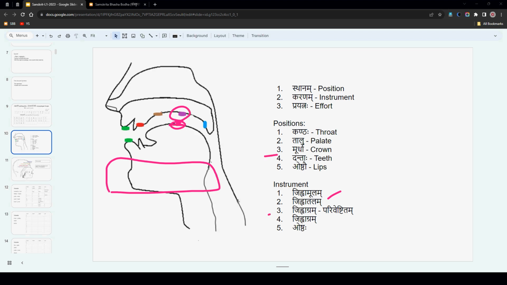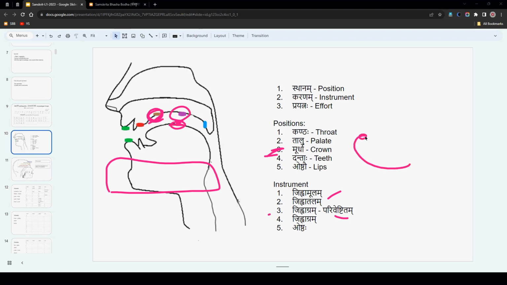The next is murdha. Murdha is where? Somewhere here. When we say ta, tha, da, dha, na, that is the next line in the Vyanjanam. It is produced when the murdha, or the crown, this part of our upper jaw, is blocked, air is blocked there by pariveshtita jihva. Jihvagram pariveshtita means the tip of the tongue is rolled.